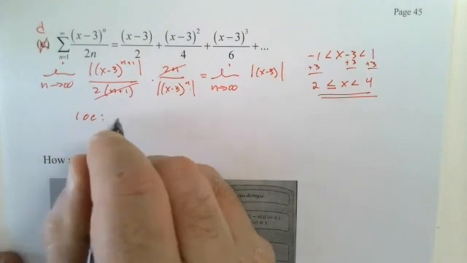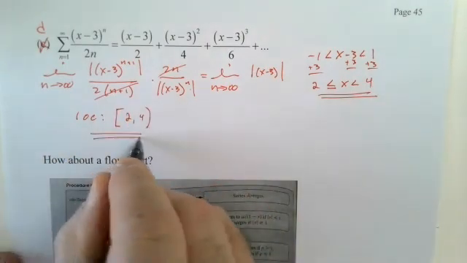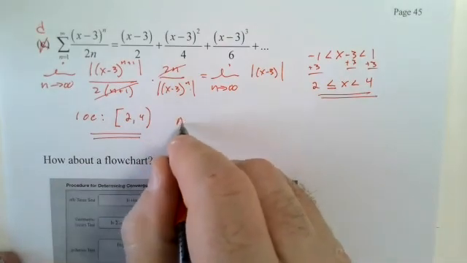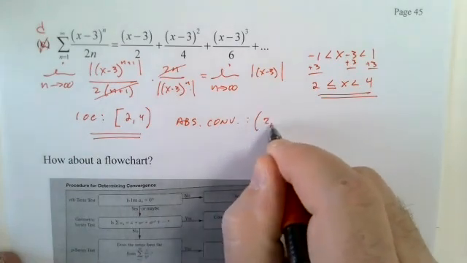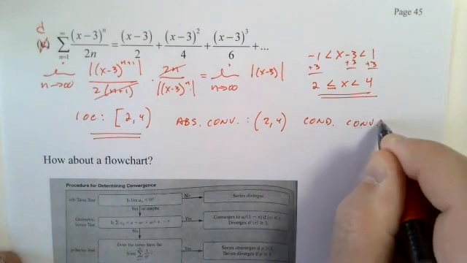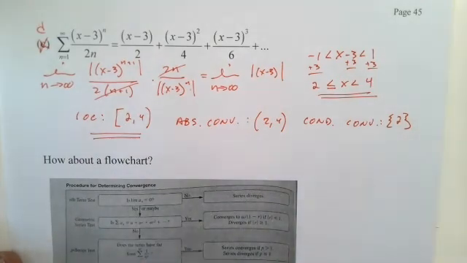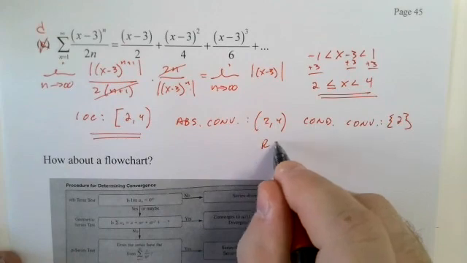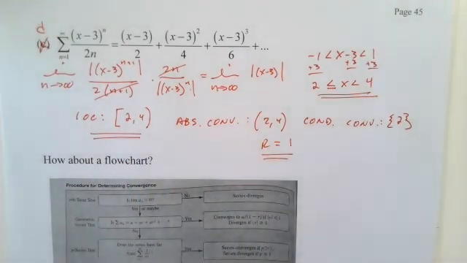Interval of convergence, 2 to 4. Absolutely convergent, 2 to 4. Conditionally convergent at 2. Radius of convergence. I don't think they've been asking for that, but I think we've been writing it down, so might as well be clear.